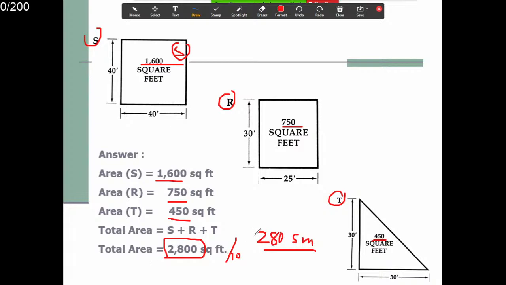Okay, always know your square feet and your square meters. Okay, all right, everybody's on the same page, right?